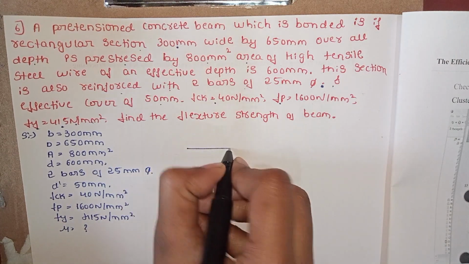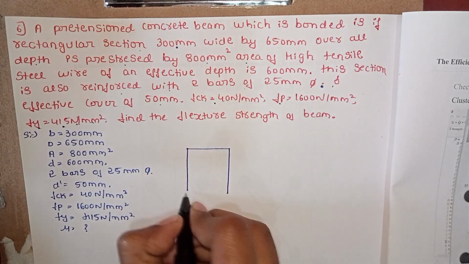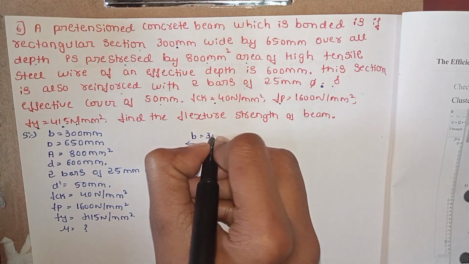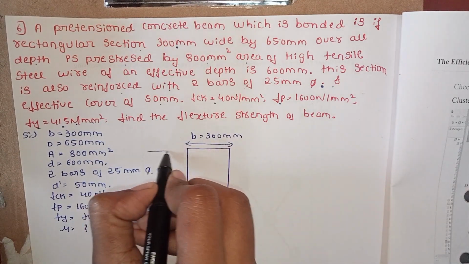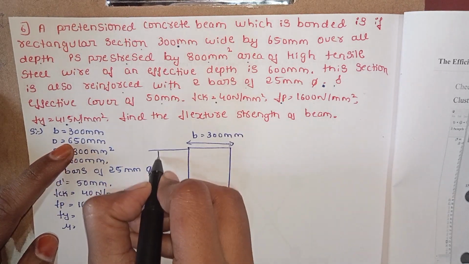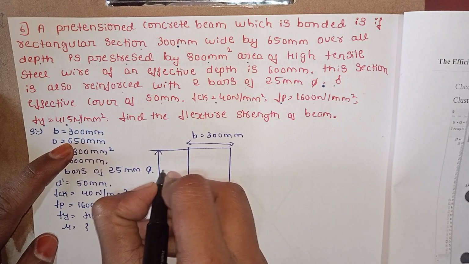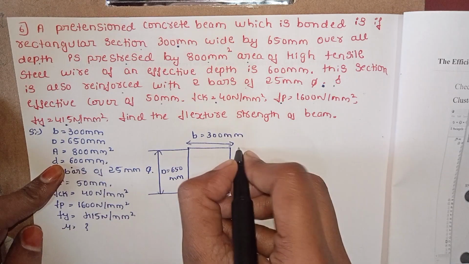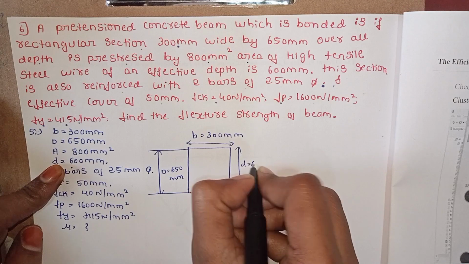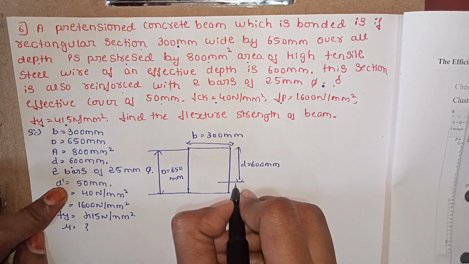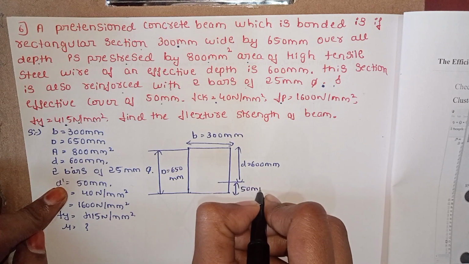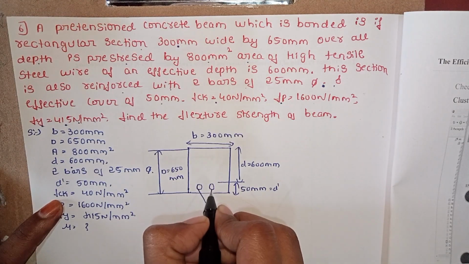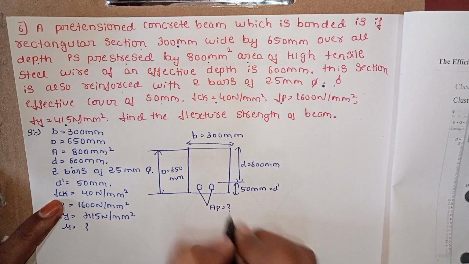Now draw the figure. Beam overall width equal to 300 mm. Next, overall depth capital D equal to 650 mm. Next, effective depth small d equal to 600 mm. Next, d dash equal to 50 mm. Next, area is Ap equal to question mark.